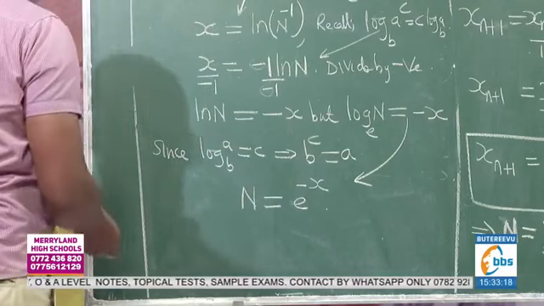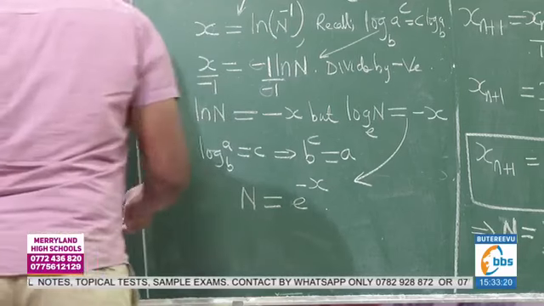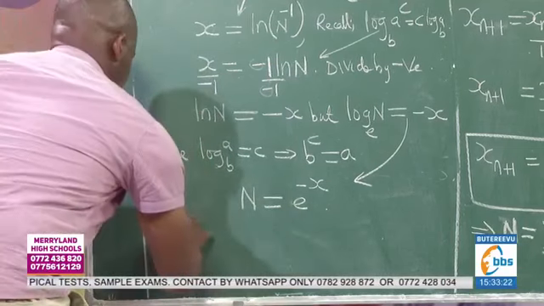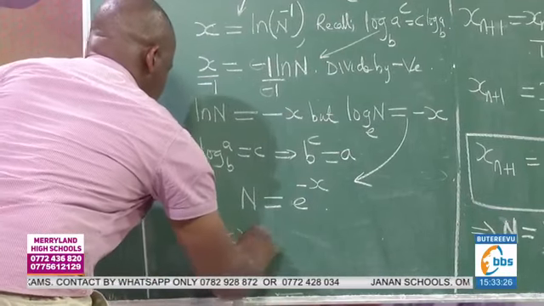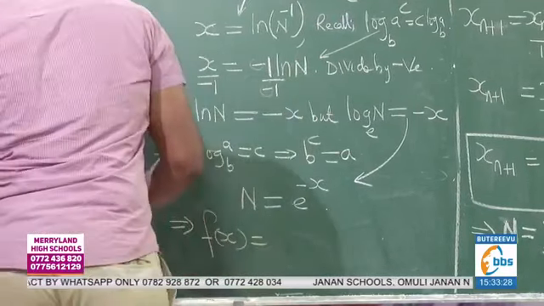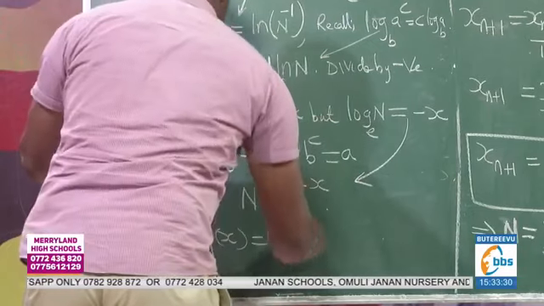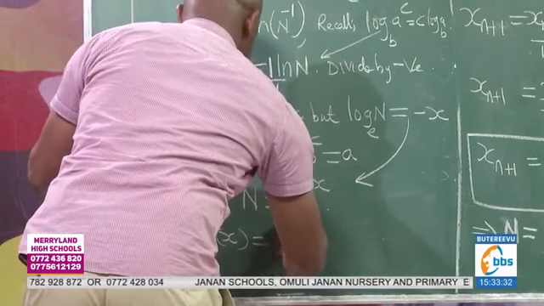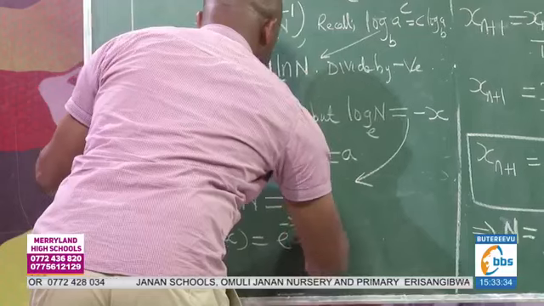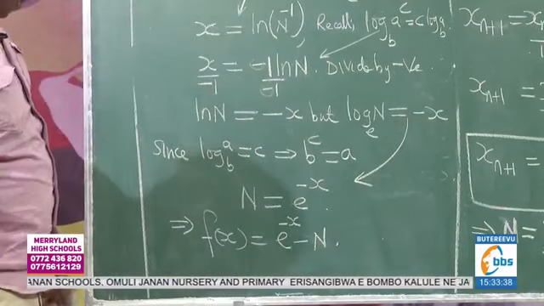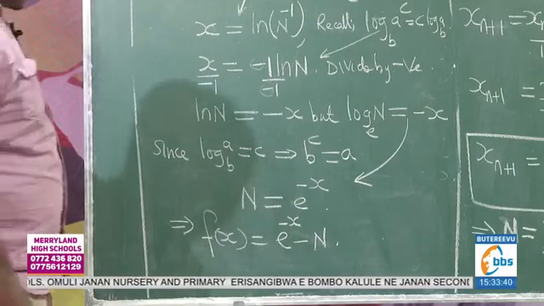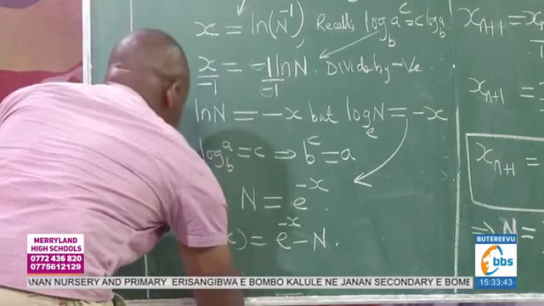And therefore, I can say at this stage, my function f of x that we are going to work with can be e to the power negative x, minus n. E to the power negative x minus n. And remember, we need to differentiate this.